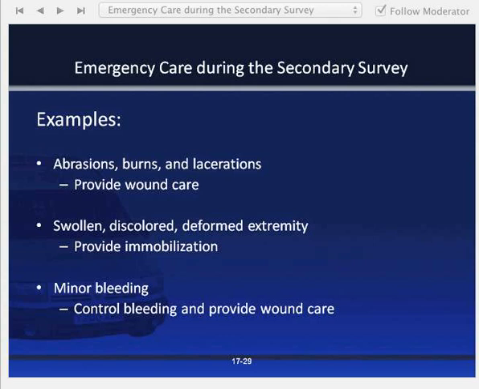You have reached the end of Chapter 17, Patient Assessment, and this is the end of the physical examination.